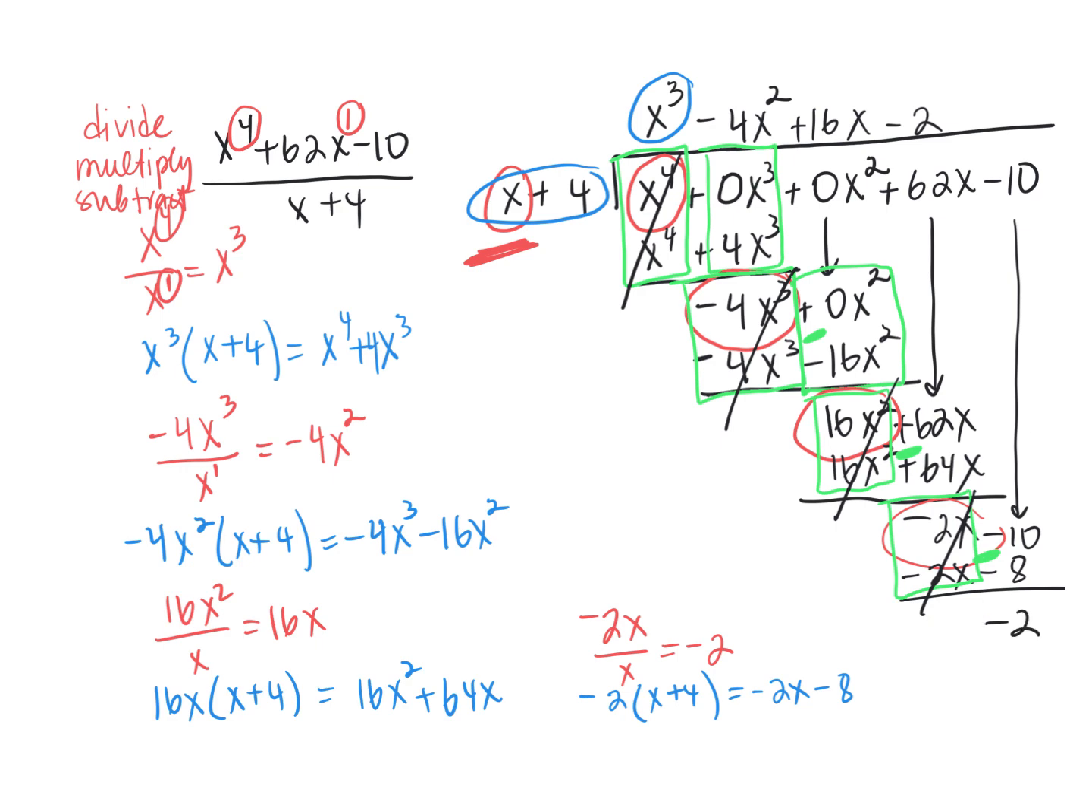Because there is nothing to bring down from the inside of the box, we're done. The negative 2 at the bottom here in yellow is your remainder, and the terms on top in orange, all of these, are the quotient.